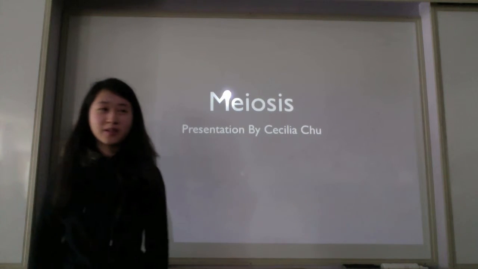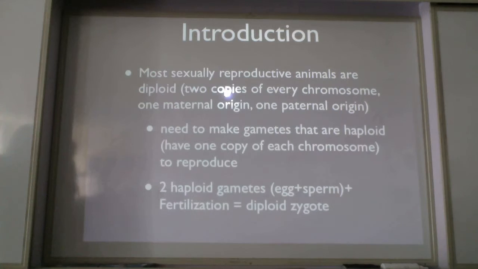I'm going to be talking about the process of meiosis. Most sexually reproductive animals are diploids, which means that they have two copies of every chromosome, one of maternal origin and one of paternal origin. And this is needed to make gametes that are haploid, which means they have one copy of each chromosome, and these gametes are needed to reproduce.